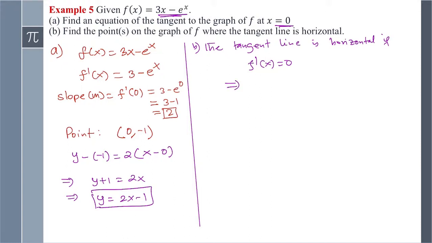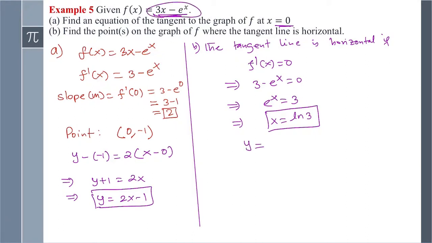So f prime x is 3 minus e to the x equals 0. And then if we take e to the x on the other side, we get e to the x equals 3. And then if we solve for x, we get x equals natural log of 3. So that is the x value. So if x value is natural log of 3, the y value is, we have to put it into our function, which is 3x, means 3 natural log of 3, minus e to the natural log of 3. And then you know that e to the natural log of 3 is just 3. So 3 natural log of 3 minus 3.